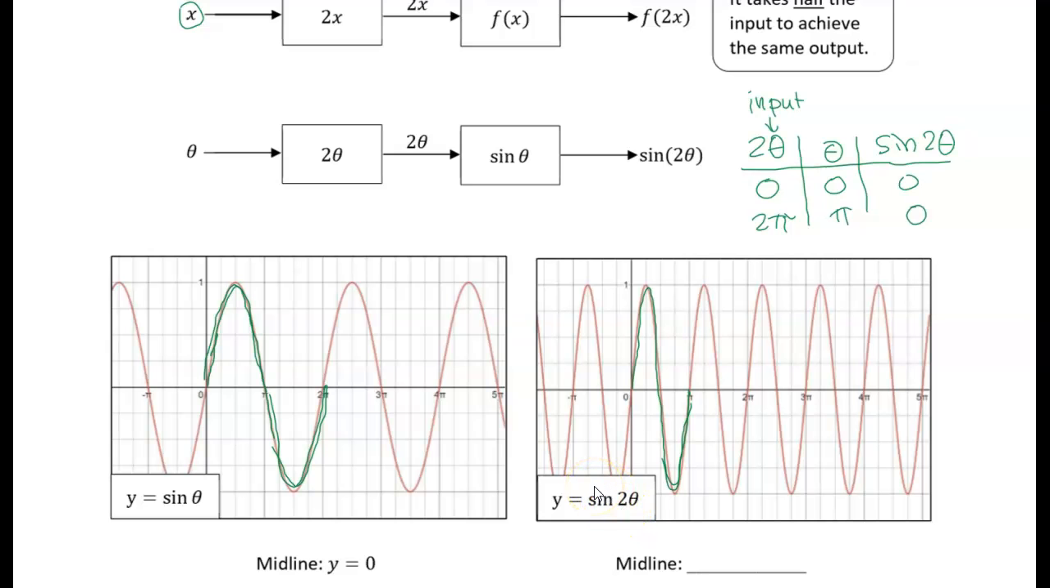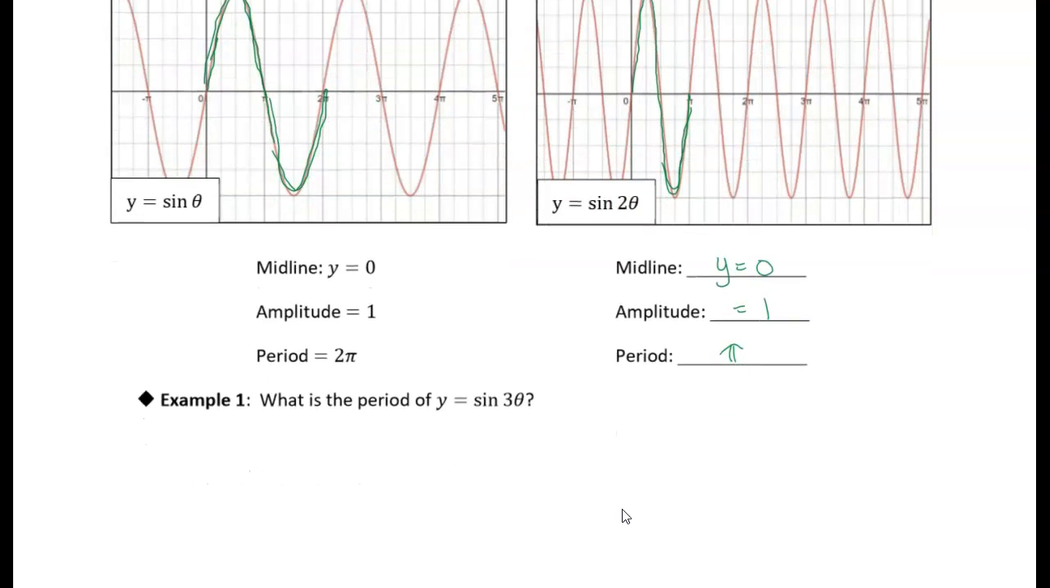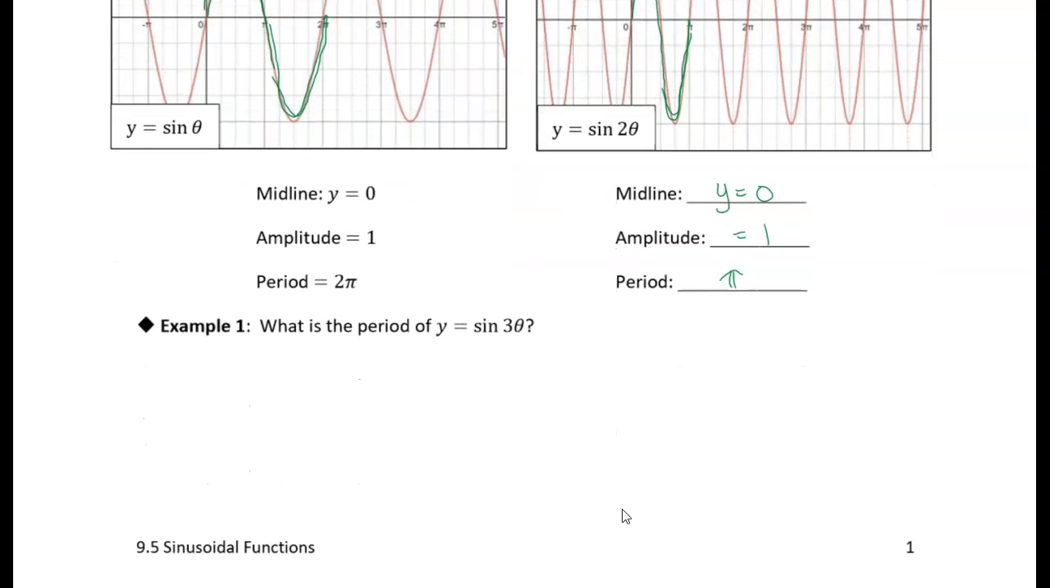Okay, so let's put that information down here. So normally the sine theta midline is 0. Here the midline is still 0. Okay, amplitude is 1. Amplitude is still 1. And the period, though, now before where it was 2 pi, now we only remember it takes half the input to achieve the same output, so it's going to cycle over pi radians instead of 2 pi radians. Okay. All right. So let's take a look at this first example, just kind of an extension of what we just did here.